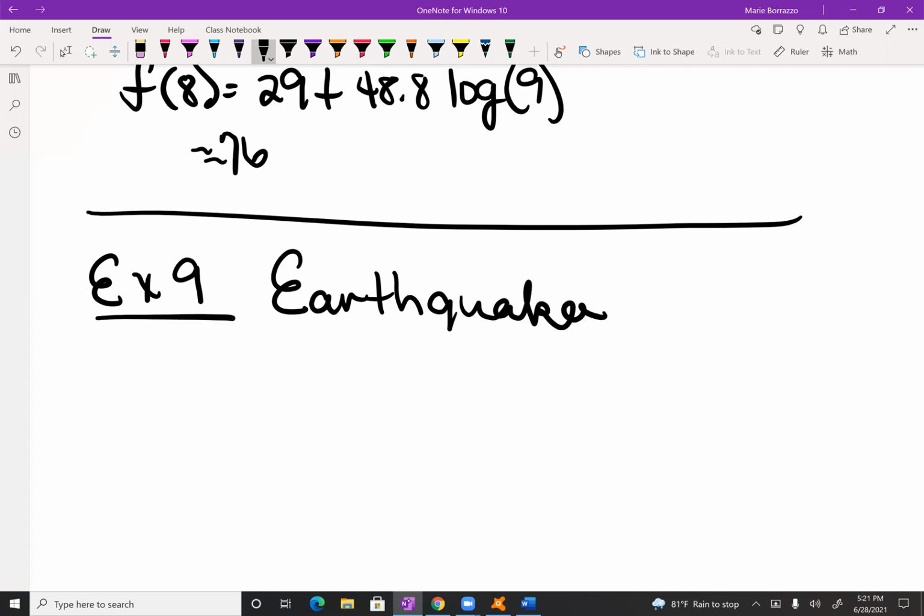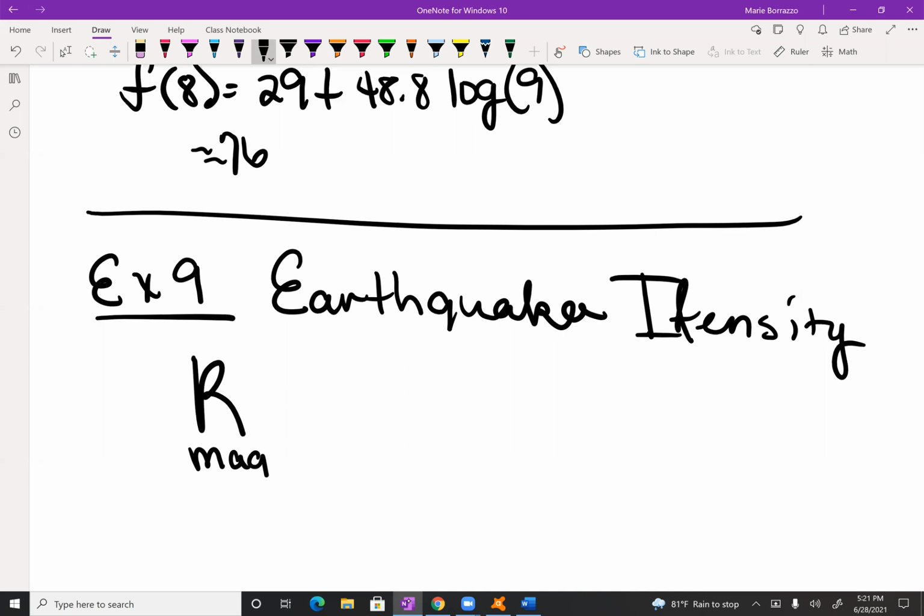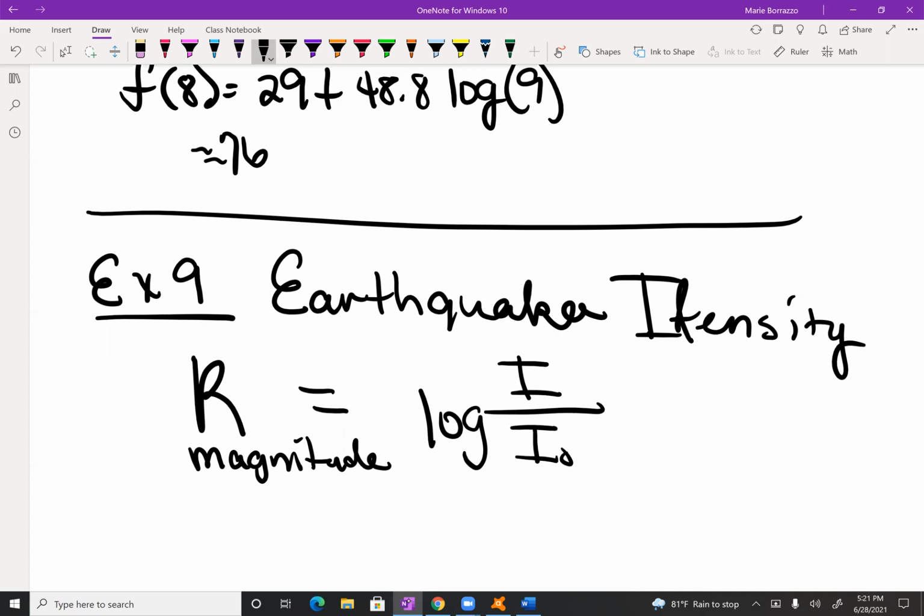This example is earthquake intensity. And they give you this formula where the Richter scale or the magnitude R is equal to the log of the intensity of a major earthquake over the initial intensity of an almost zero earthquake.